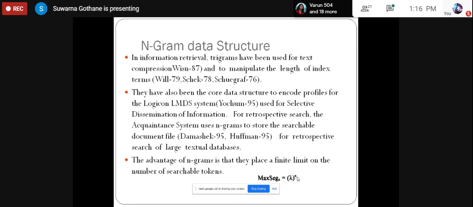And the lambda here is denoting what? It is denoting the sentence, or if it is for an individual single term, meaning a single word, then it breaks into characters. So what is the advantage it is giving? It is applying a finite limit on the number of searchable tokens. So this is about the engram data structure.